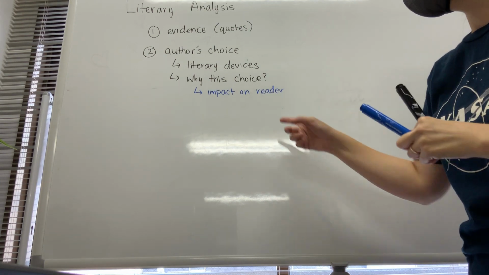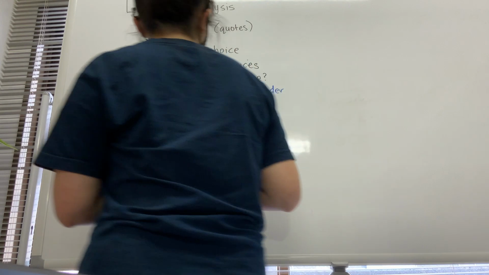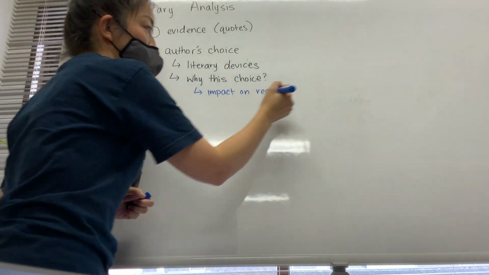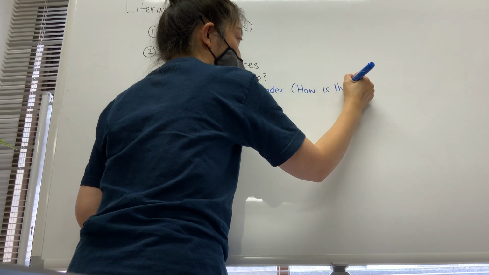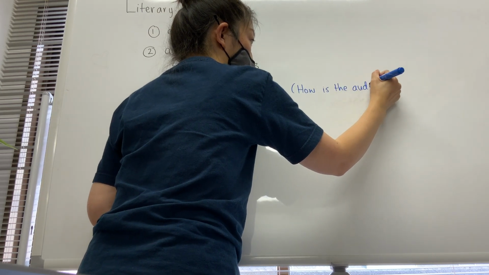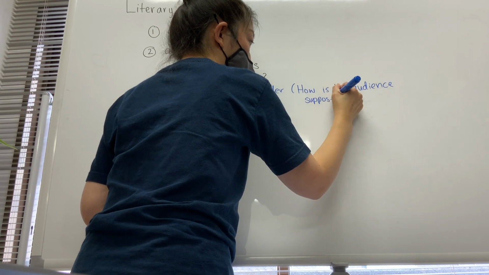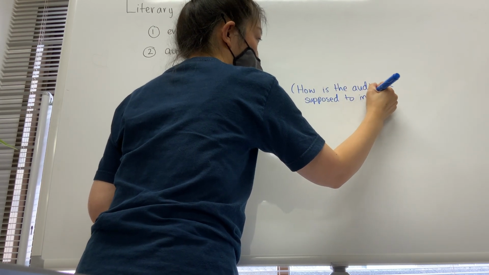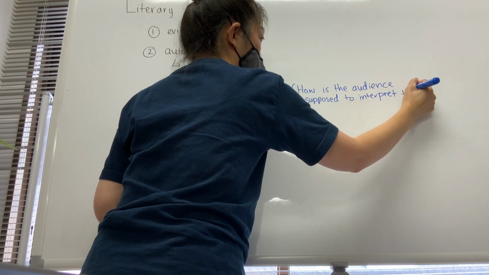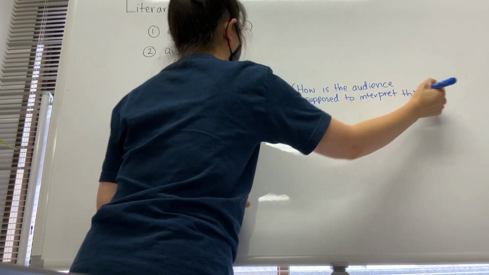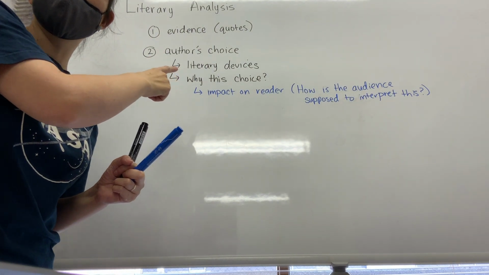Okay. So then the impact on the reader is one way. So this is the question, how is the audience supposed to interpret this? How are they supposed to understand it? I'm going to give you an example at the end of this. So you talk about the author's choice, right?